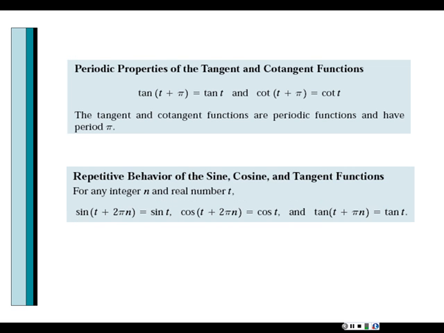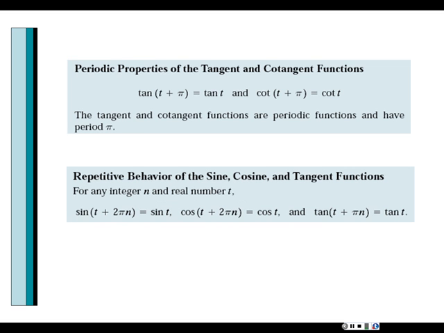And same is true for tangent and cotangent, but look at that. What is the difference? For the tangent and cotangent, the values get repeated after 180 degrees, not 360. But still that is periodic. You are getting the same value again and again.